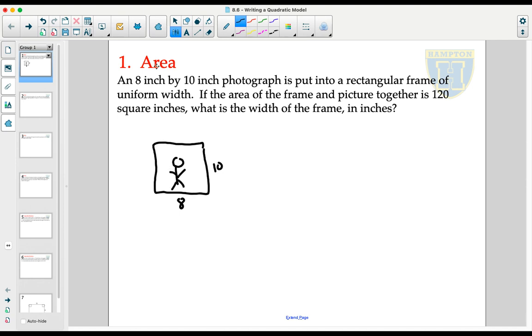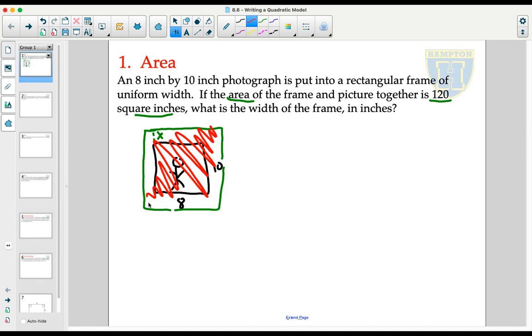And around that photograph, we are going to put a border of an indeterminate width around the outside of that photograph that we don't know just yet. That's going to be our X. When we are provided with an area, that area is given to us for the frame and the picture together, meaning that area is all of this space in here.